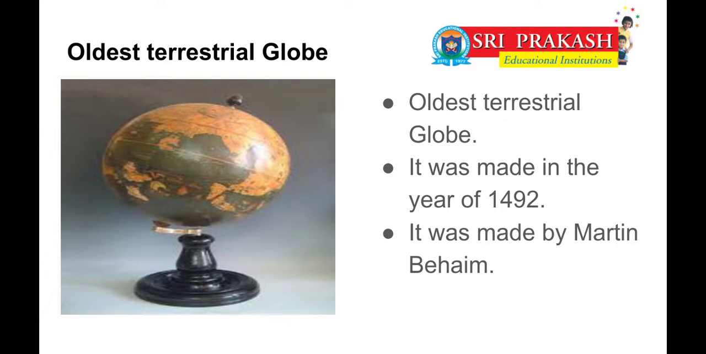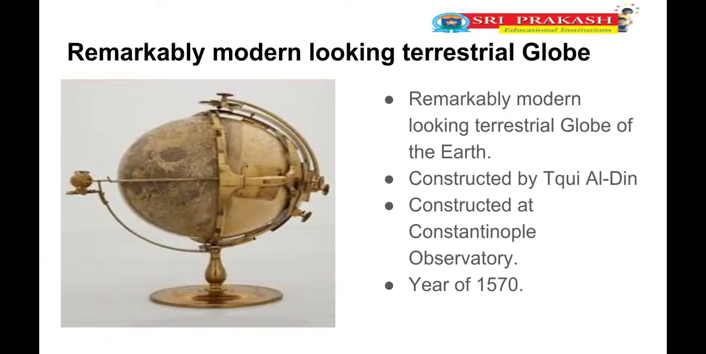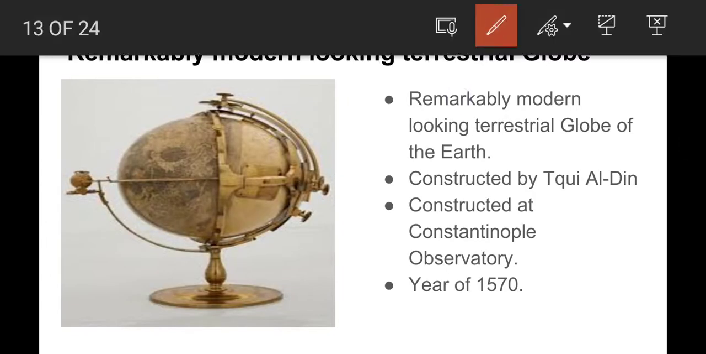This is just to observe, children, just to compare with our globe, to see the shape of the globe and everything. Like that, another globe is there, children. This is a remarkably modern looking terrestrial globe. Actually, it was constructed by Taqi al-Din. Please remember, children, it was prepared by Taqi al-Din in Constantinople.